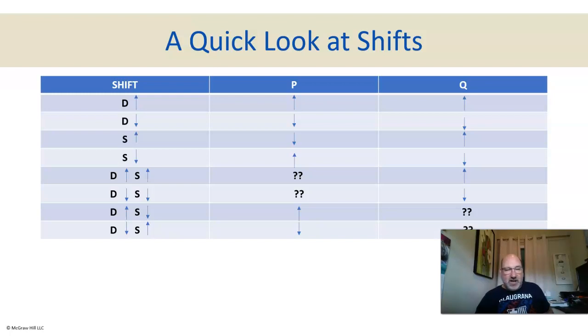Okay? Now, demand down, supply down. Once again, what we know is quantity is going down. What we don't know is what is going to happen to price. It is once again a question of relative shift. If the demand shift is greater, price will go down. If the supply shift is greater, price will go up. So, relative size of shift.